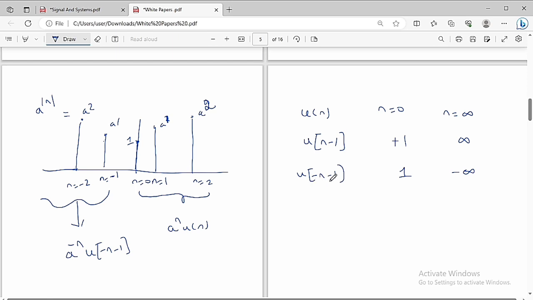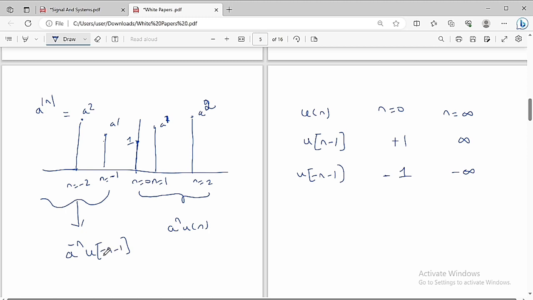U of minus n minus 1 means you have to do the scaling by minus 1 of the initial point and the final point. So 1 by minus 1 is nothing but minus 1 and infinity by minus 1 is nothing but minus infinity. So what is the initial point now? Minus 1 and the final point is minus infinity. So therefore you have to multiply by a to the power of minus n into u of minus n minus 1. So this part is nothing but a to the power of n into u of n and this part is nothing but a to the power of minus n into u of minus n minus 1.